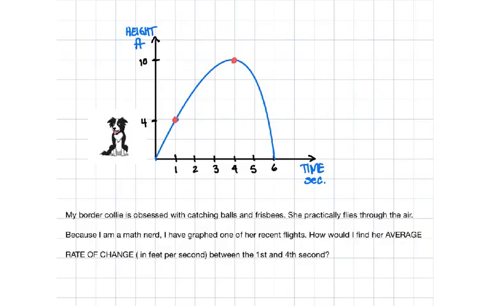So a picture's worth 1,000 words, and so is a good word problem. So here we go. My border collie, Shannon, is obsessed with catching balls, frisbees, sticks. You throw it, she runs after it. She practically flies through the air. And because I am a math nerd and proud of it, I've graphed one of her recent flights. So I ask you, how would I find her average rate of change in feet per second between the first and fourth second?